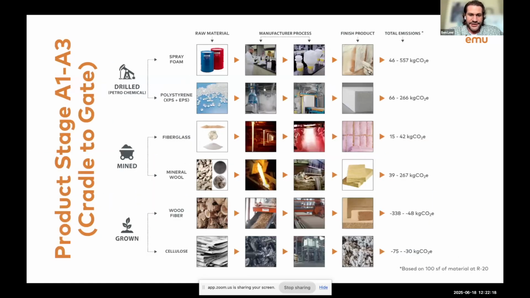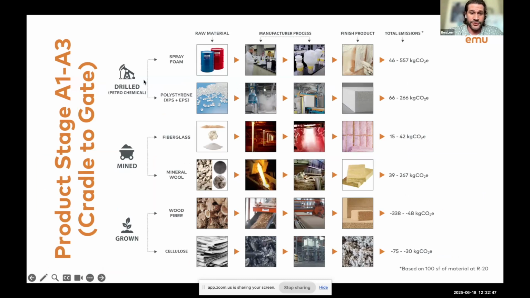So when we're thinking about material choices in our buildings, I like to group them into three main categories. We have materials that you're either drilling for, so these are petrochemical-based materials. You have materials that are being mined, or you have materials that are being grown. All of these materials are going to go through a manufacturing process. And they're going to start with a raw material, and then we're going to synthesize them into some finished product.